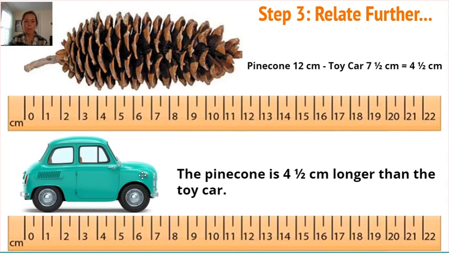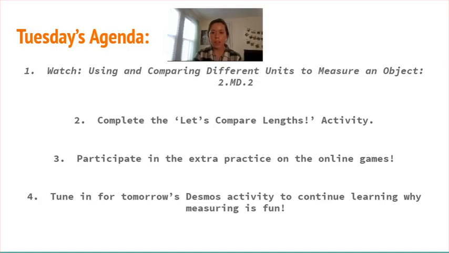Okay. All right, let's talk about what we're going to do this week. For the rest of today's agenda, I want you to go ahead and watch using and comparing different units to measure an object. Basically, again, just another review of what we talked about in this lesson. You are going to complete the Let's Compare Lengths activity. It's a lot like what we just worked on in this lesson, and that is in Google Forms too on Google Classroom. And again, optional, but you can practice in the extra games I provided, especially on SplashLearn.